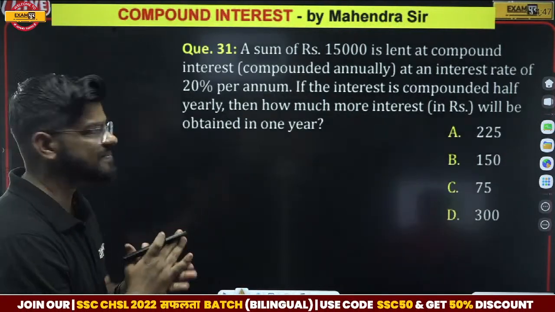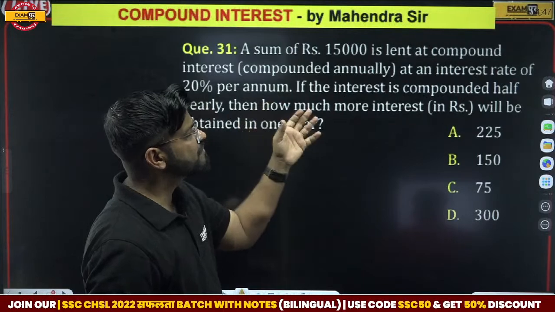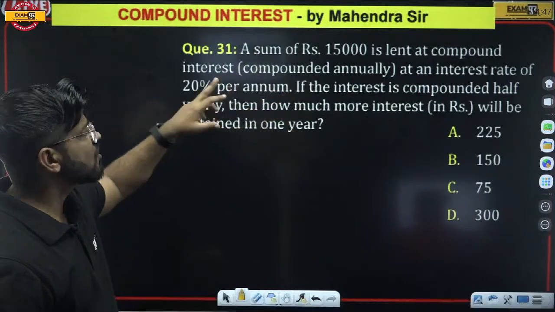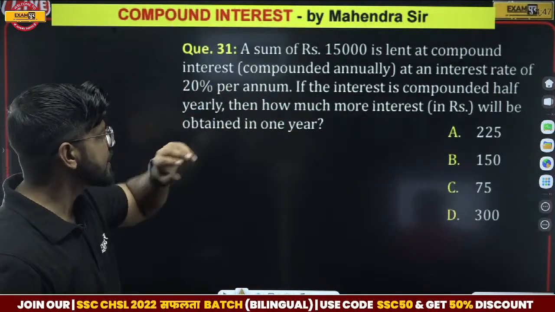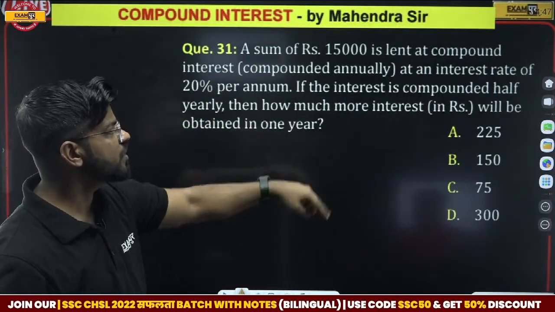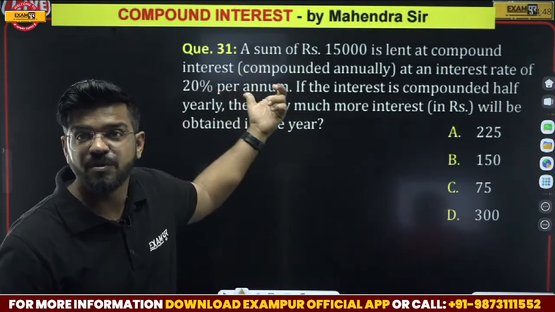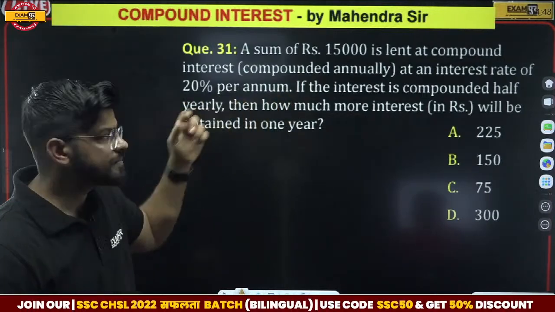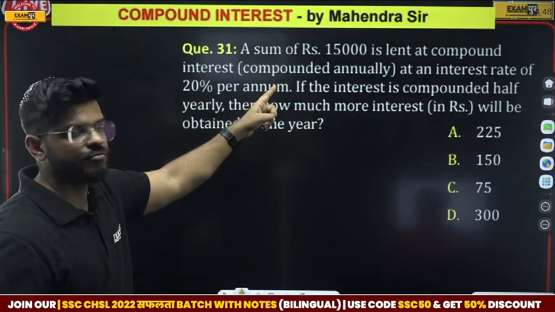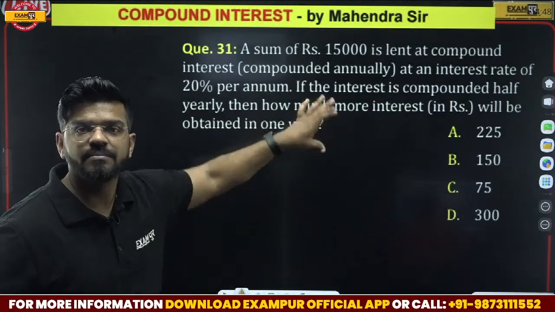Okay. So we have the next question in front of us. A sum of 15,000 is lent at compound interest compounded annually at a rate of 20% per annum. If the interest is compounded half yearly, then how much more interest will be obtained in 1 year? This question is exactly the same as the one we did before. They are saying, if we calculate interest annually for 1 year and compounded half yearly for 1 year, what will be the difference?